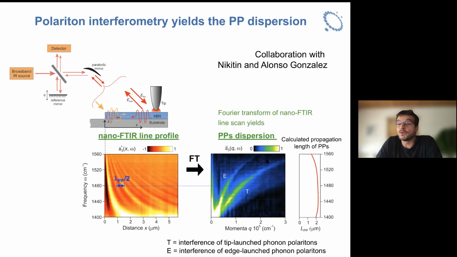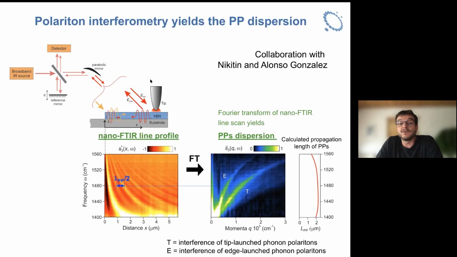Interestingly, we see here two branches. This may be a little bit surprising at first glance, but I can tell you that what we see here is the dispersion of one and the same polariton mode. The difference is that this branch labeled T corresponds to the polariton that is launched by the tip, propagates to the edge, and then is back reflected. So this polariton propagates twice the distance between tip and edge.